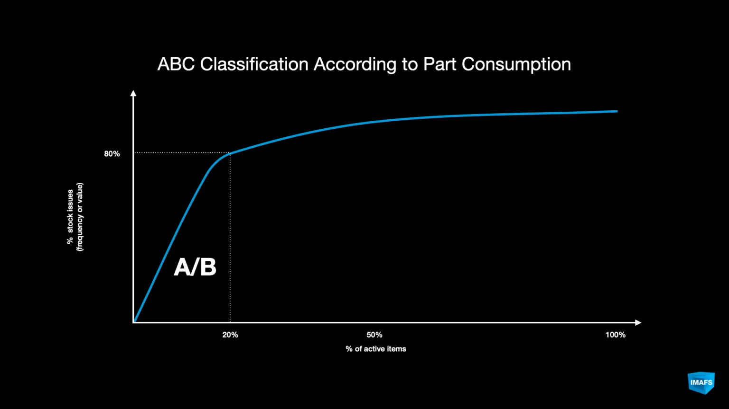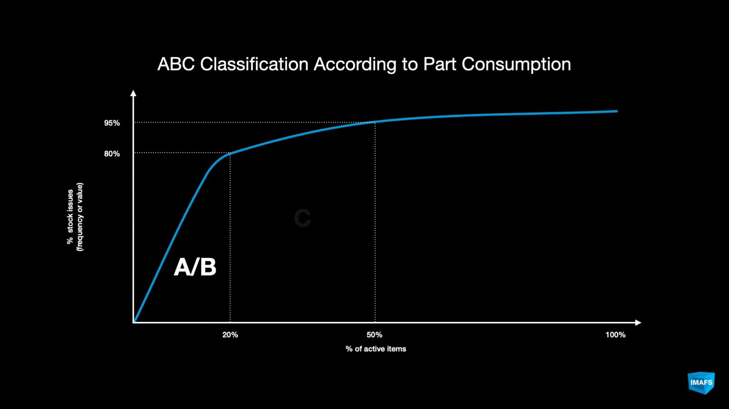Some other clients will do the reverse. They'll do the product class A based on dollars of sales or usage, and the product class B would be assigned in terms of number of issues. Once the A's and the B's are assigned for our items, we can proceed with the rest of the classification.